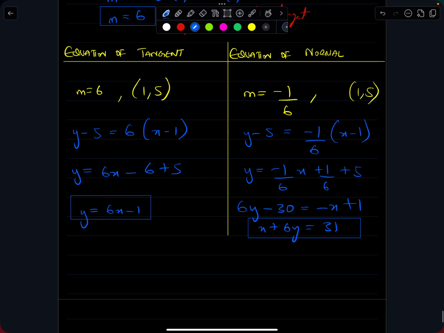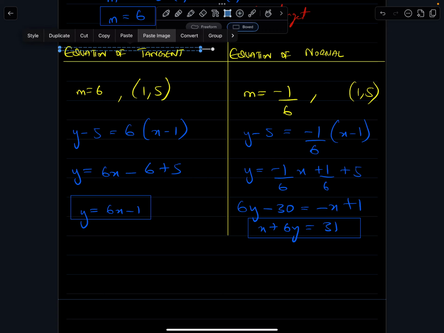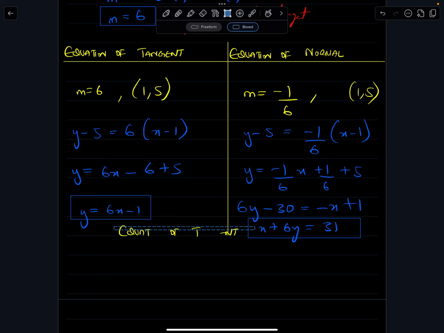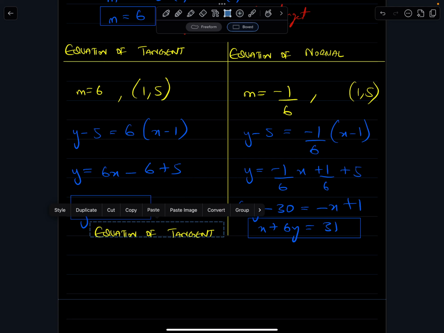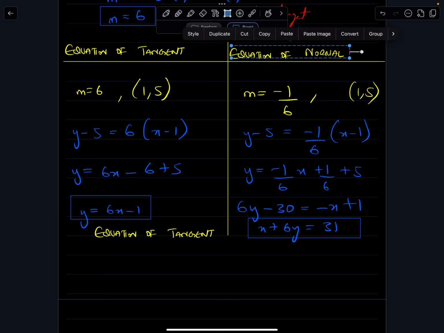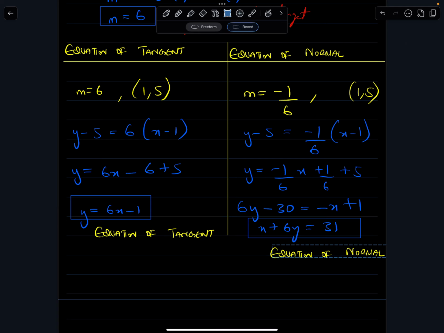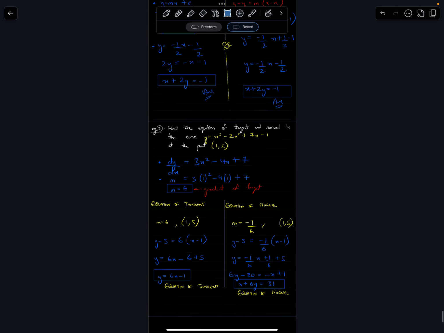Finally, this is your equation of tangent, and this is your equation of normal, and your final answer is here.